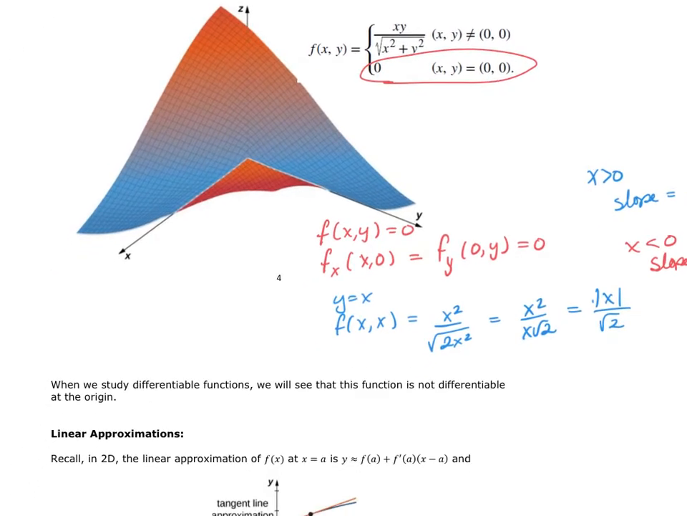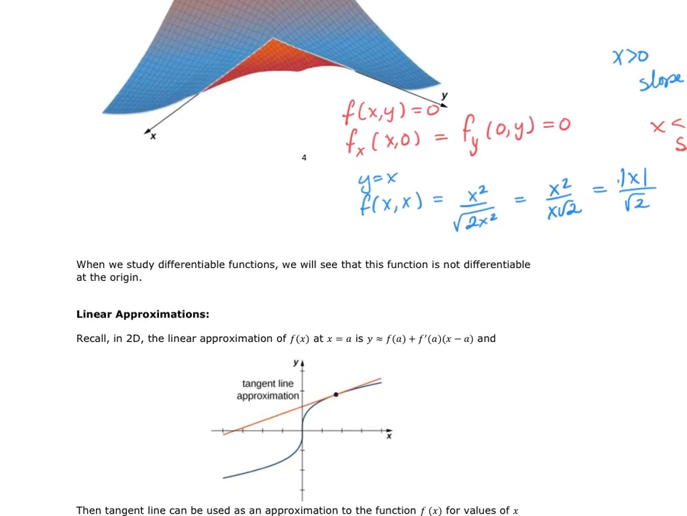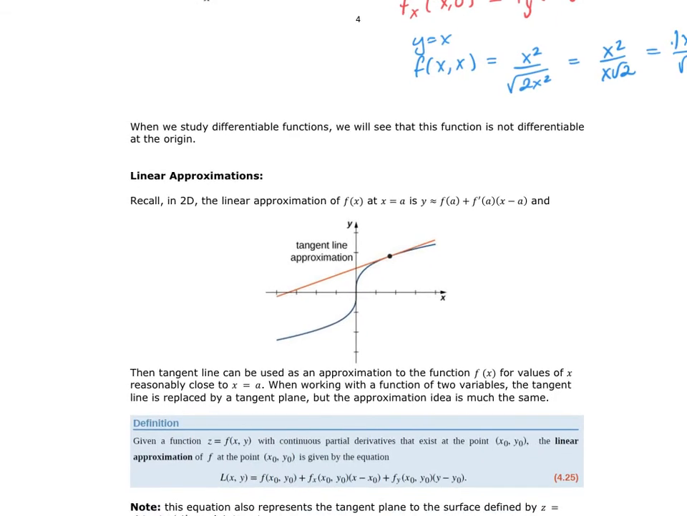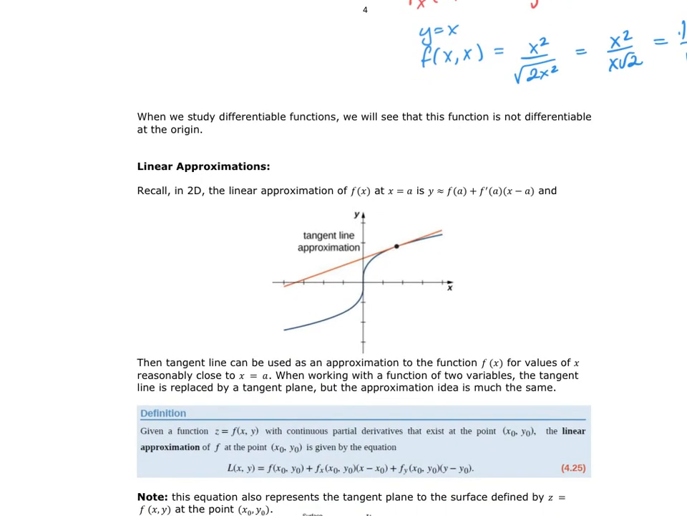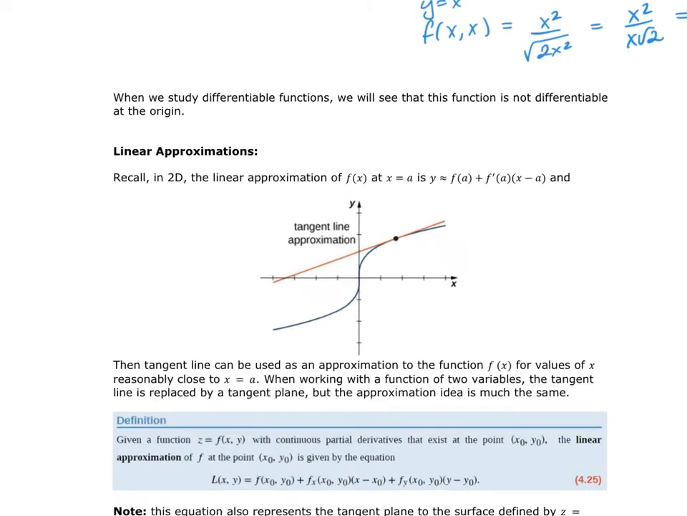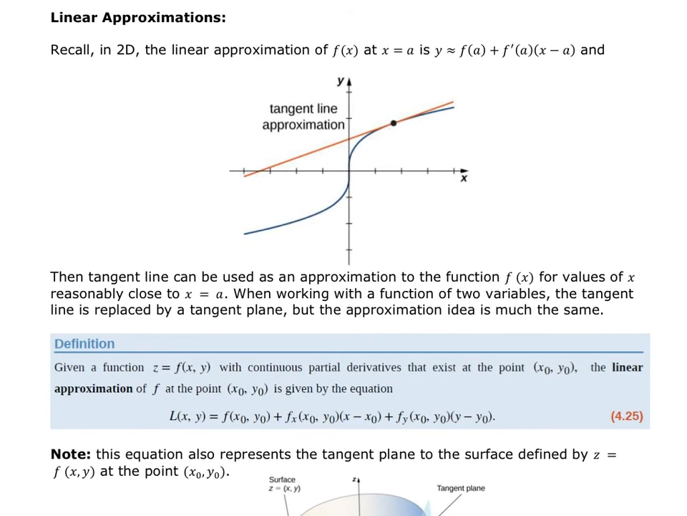So there is that. And we're going to do a lot more of that next quarter. Right now, just be aware that just because it's a continuous surface does not mean that it's differentiable everywhere. That's equivalent to when we had corners or vertical tangents in two dimensions. So now let's talk about linear approximations, because that is a natural progression when we're talking about differentiability.